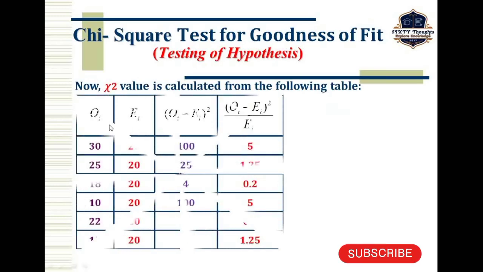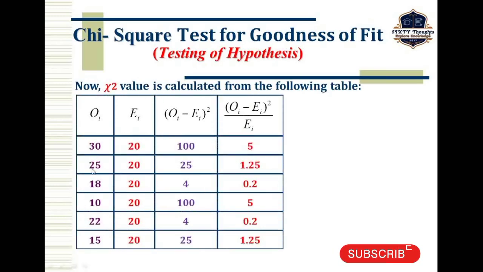Now we write the chi-square table. First we write the observed values for the six faces: 30, 25, 18, 10, 22, 15. And we know the expected value for each face we consider as 20, 20, 20, 20. Next we find the observed value minus expected value whole square. How to find this? Subtracting 30 minus 20, we get 10, and likewise we get the remaining values. Next we find this term: divide the third column by the second column. That means 100 by 20 is 5, 25 by 20 is 1.25, and likewise we get the rest.